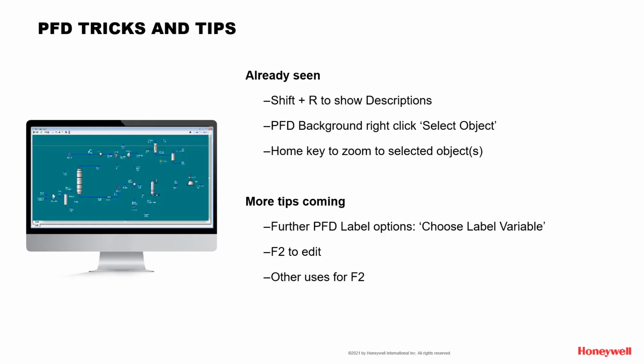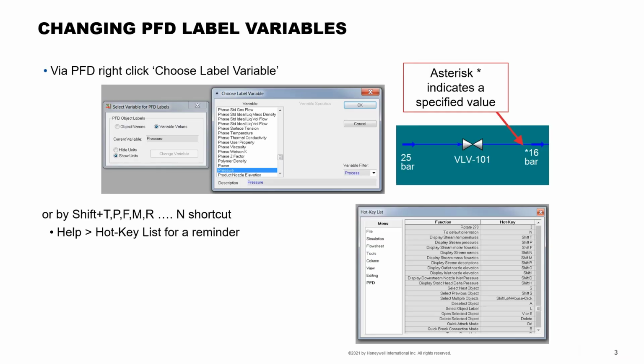In both of the previous demos, we've already seen some PFD shortcuts. In this section, I'm going to show some more tips and tricks that we can use on the PFD. We saw previously that we could use Shift and R to show the object descriptions instead of their names as the PFD label. In fact, there's a whole set of other shortcuts we can use, and there's a place that we can go and look them up in the Help menu.